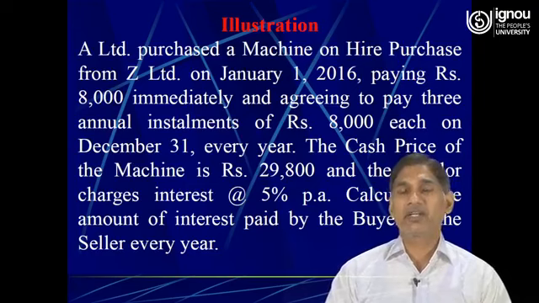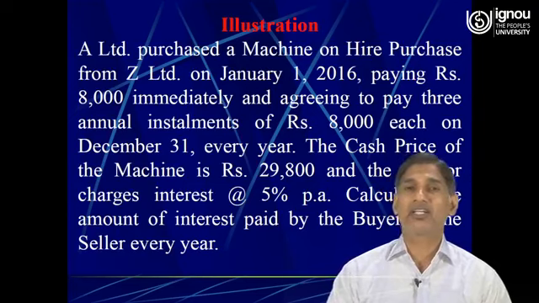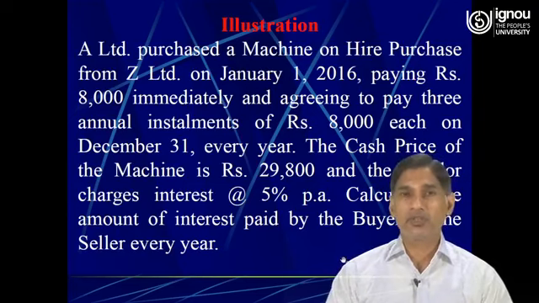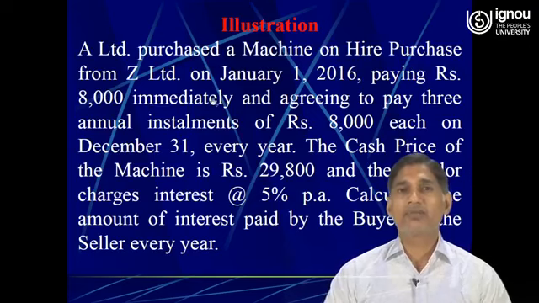within which we can calculate the amount of interest and the amount of cash price, and the amount of installment is already given in the question. So, this we can easily understand with the help of an example. A Limited purchased a machine on hire purchase system from Z Limited on January 1st, 2016, paying rupees 8,000 immediately. So, this is the cash down payment, and agreeing to pay 3 annual installments of rupees 8,000 each.